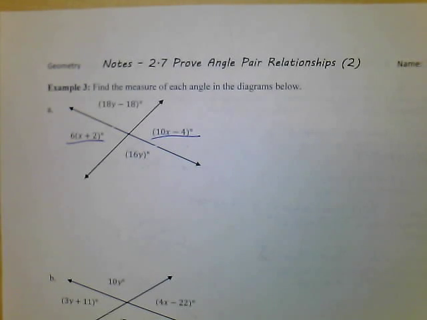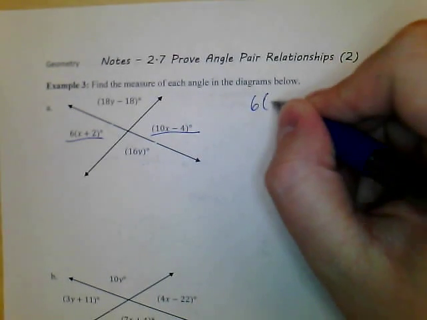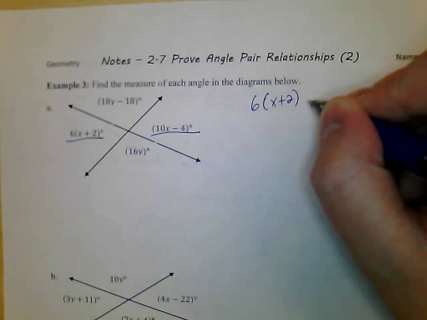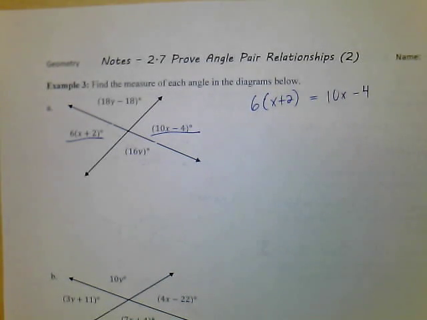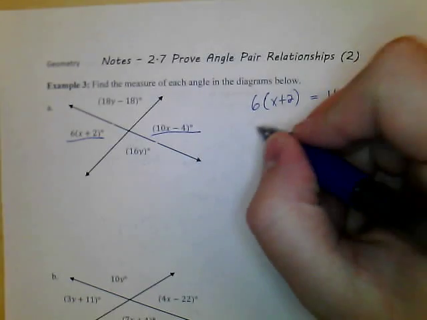Well, those 2 angles that I've underlined there, those are vertical angles. Vertical angles are always congruent to each other. So we can say that 6 times the quantity x plus 2 must be equal to 10 times x minus 4. And then if we solve this equation, we can get a number for x, and then we can plug it back in to try to find the angle measures.